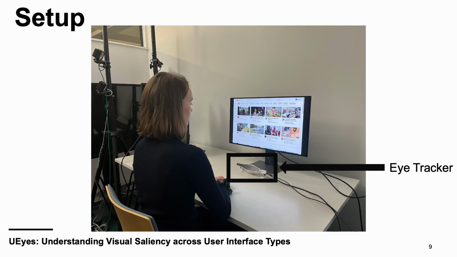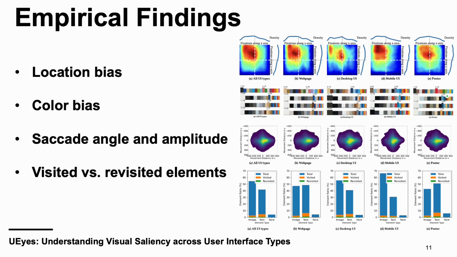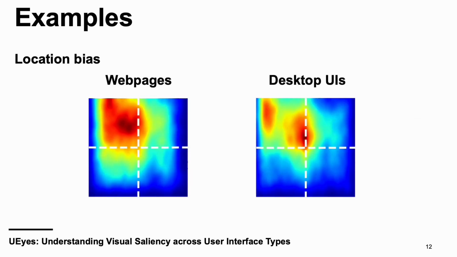We presented the UI images on a desktop monitor. To mimic users' typical viewing experience, we used the same visual angle for all UI types to ensure a fair comparison. We analyzed the dataset regarding different factors, such as location bias, color bias, saccade angle and amplitude, and visited and revisited elements. For example, compared to the center bias of natural images, participants paid more attention to the upper left portion of the UIs. However, different UI types have different location biases.